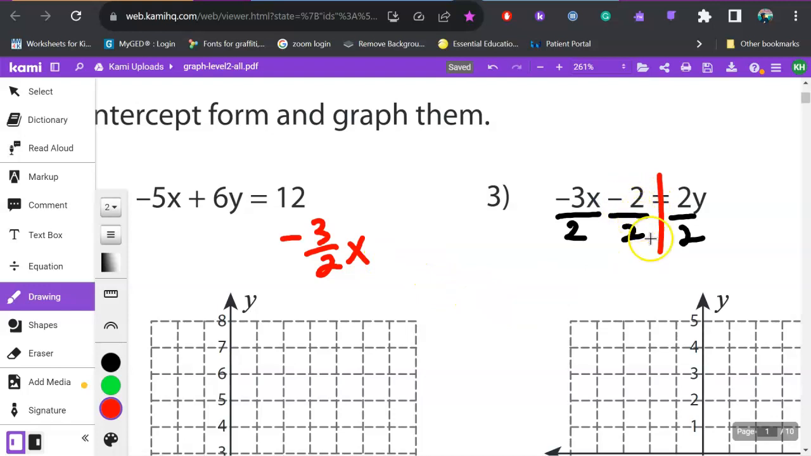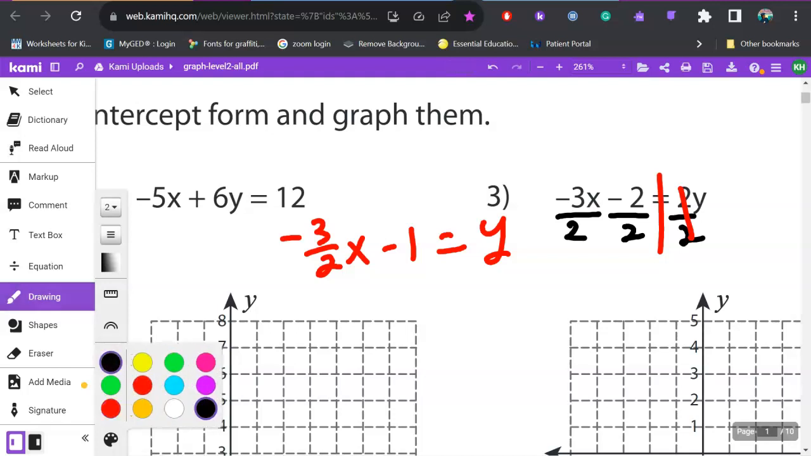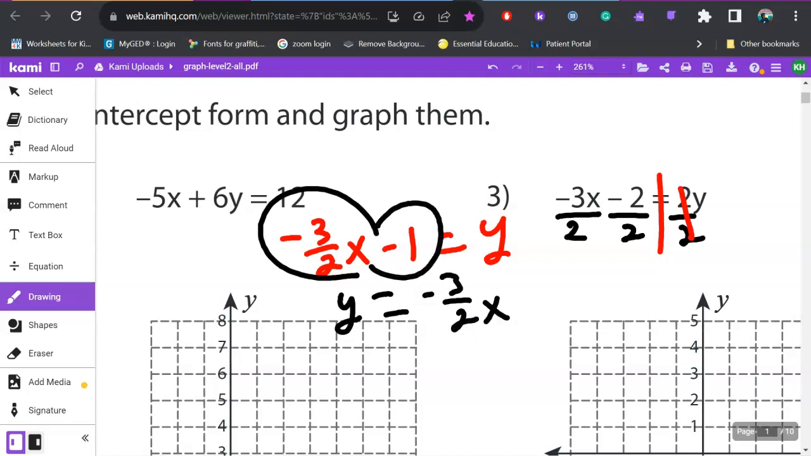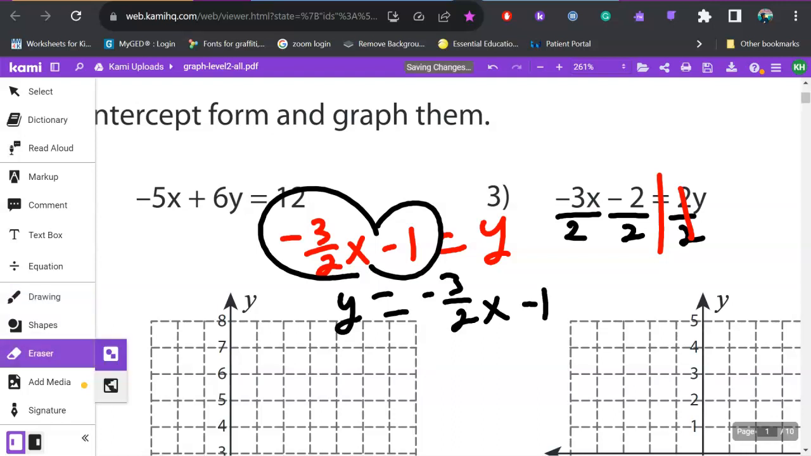Now, negative 2 divided by 2, that is going to reduce to a negative 1, isn't it? Equals, and we know this cancels out, leaving us y. Now, again, to me, it looks a little funky with y being on that side of the street, so I mentally change it to the other way around. I know it's going to be y equals my mx number first, which is negative 3 over 2x, and then my b number, in this case, a negative 1. So there we go, so that I can graph.